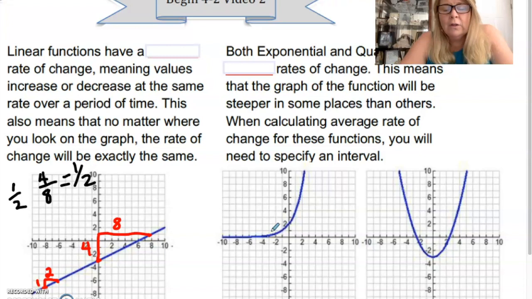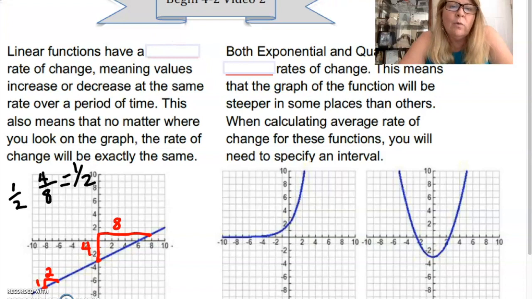If I go over and look at an exponential, you can see in some places it's a whole lot steeper than it is in other places. Here it's very steep, here it's not steep at all. And so this is said to have a variable rate of change. Looking at this quadratic, here I'm going downhill and it begins to slow down, almost like a roller coaster, and then I start going uphill again. So one side has a negative rate of change, the other side has a positive rate of change.